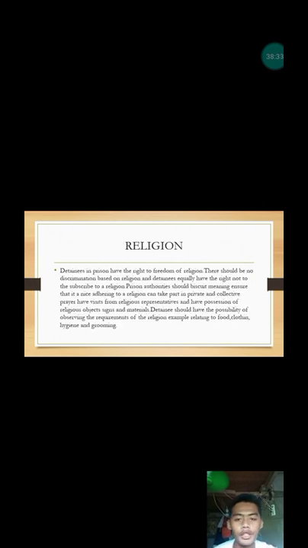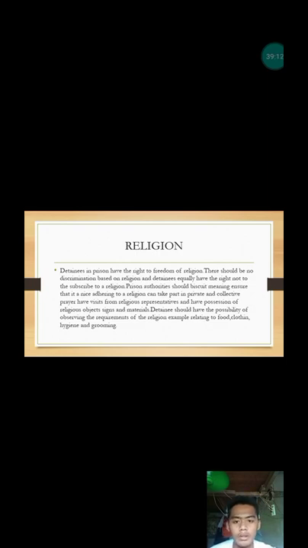Religion. Detainees in prison have the right of freedom of religion. There should be no discrimination based on religion, and detainees equally have the right not to subscribe to a religion. Prison authorities should ensure that those adhering to a religion can take part in private collective prayer, have visits from religious representatives, and have possession of religious objects, signs, and materials. Detainees should have the possibility of observing the requirements of the religion, for example relating to food, clothing, hygiene, and grooming.